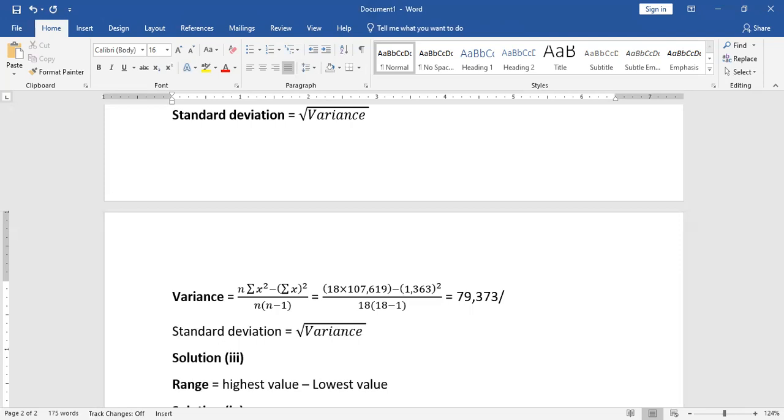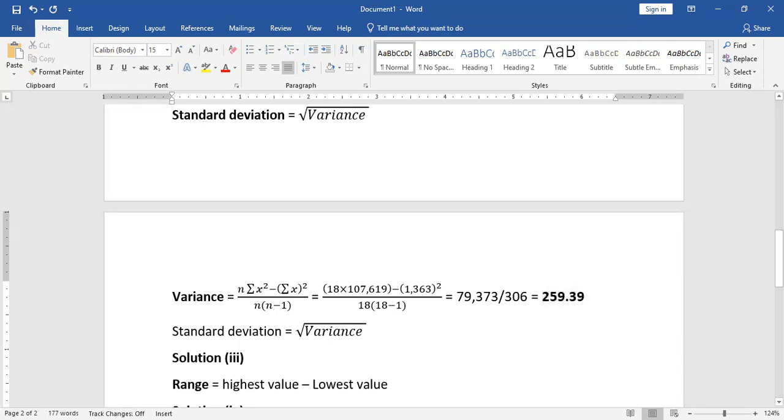18 multiplied by the 18 minus the 1, which is 17. 18 multiplied by 17 there. I have 306 here. 79,373 divided by 306, and then I have 259.39 rounded off to 2 decimal places. That's my variance. So I haven't yet gotten my standard deviation.